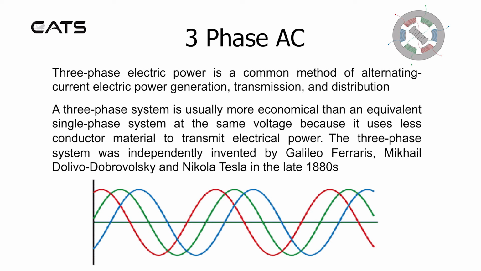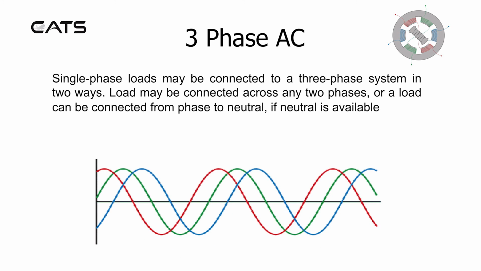Three-phase AC. Three-phase electric power is a common method of alternating current electrical power generation, transmission and distribution. A three-phase system is usually more economical than an equivalent single-phase system at the same voltage, because it uses less conductor material to transmit electrical power. The three-phase system was independently invented by Galileo Ferraris, Mikhail Dolivo-Dorovsky, and Nikola Tesla in the late 1880s. Single-phase loads may be connected to a three-phase system in two ways. A load may be connected across any two phases, or a load can be connected from phase to neutral, if neutral is available.